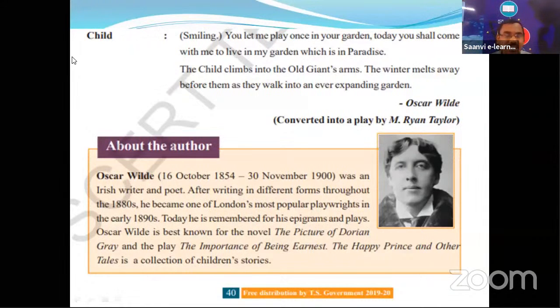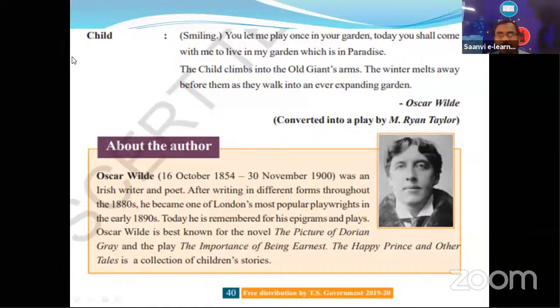So this is the day the giant is going to die. After death, where would you go? You will be going into heaven, isn't it? And staying with God forever. That is what it means. The child is an angel of God.